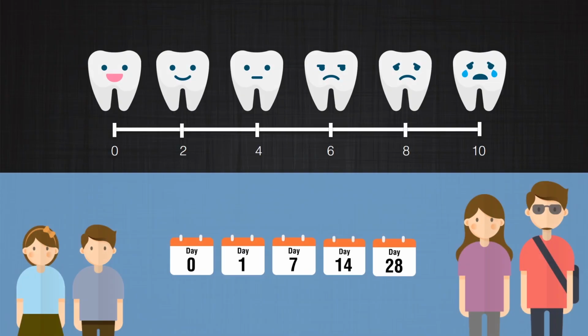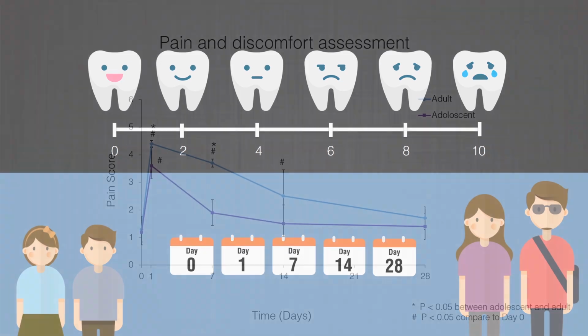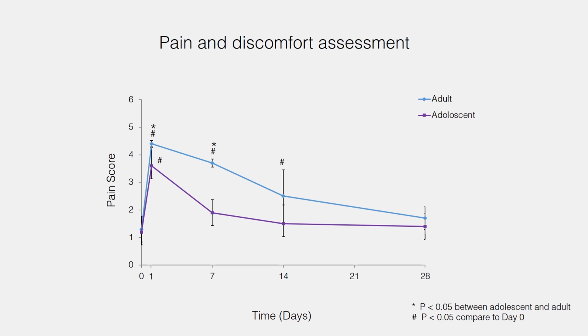The next thing that we need to look at is the response of the adult to pain and discomfort. We asked patients to assess their discomfort during treatment, beginning immediately before canine retraction on day 0 and on days 1, 7, 14, and 28. They used a numeric rating scale with 0 indicating no pain and 10 indicating the worst possible pain. As expected, adults self-reported higher discomfort each day compared to adolescents, with days 1 to 14 being significantly higher.